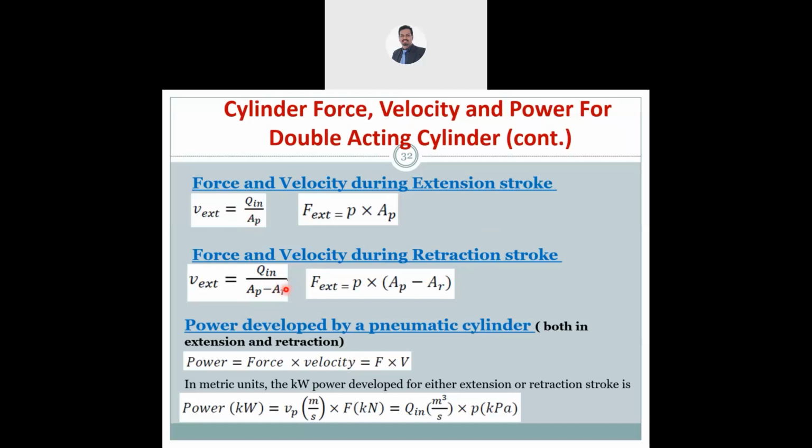Because for retraction, you need to minus the area of rod. Okay, for force it is the same. So practically the formulas are the same, just the area. The area is different for extension and retraction.